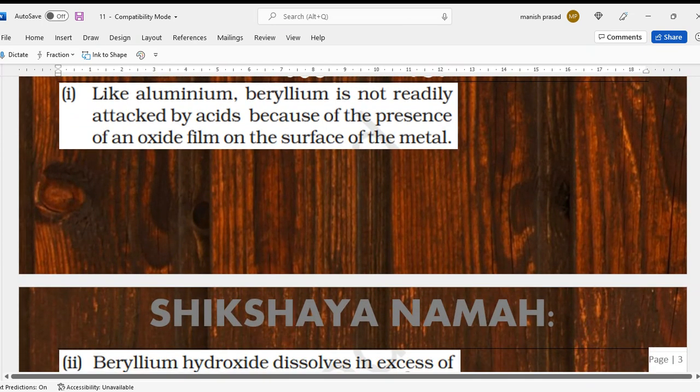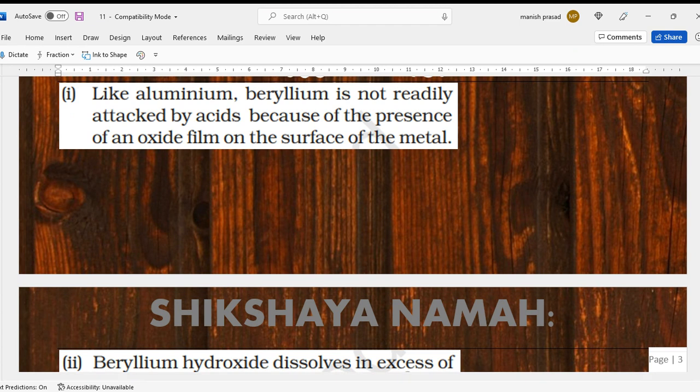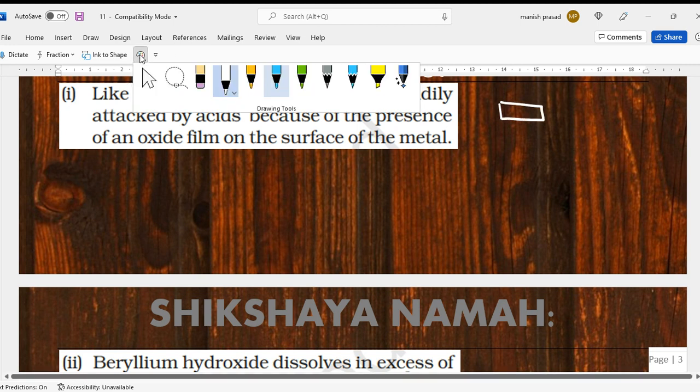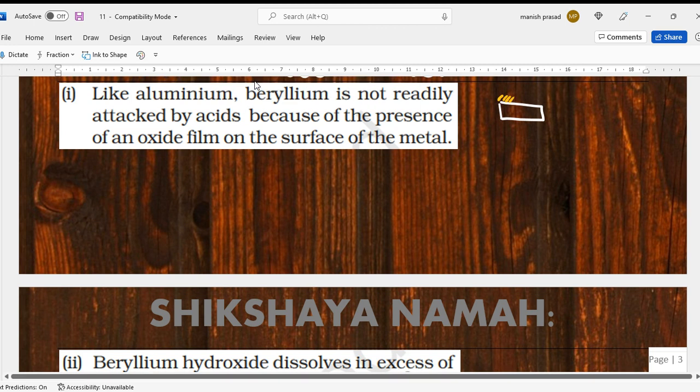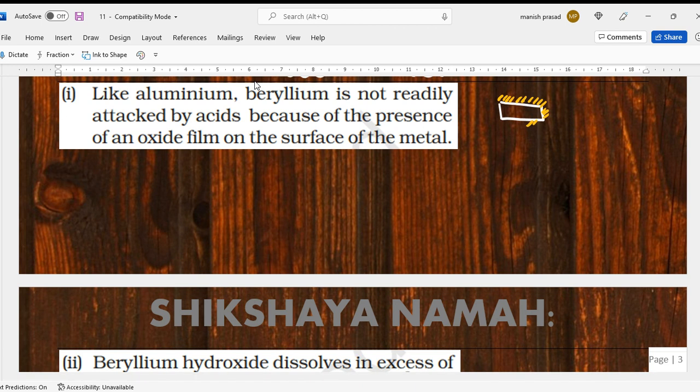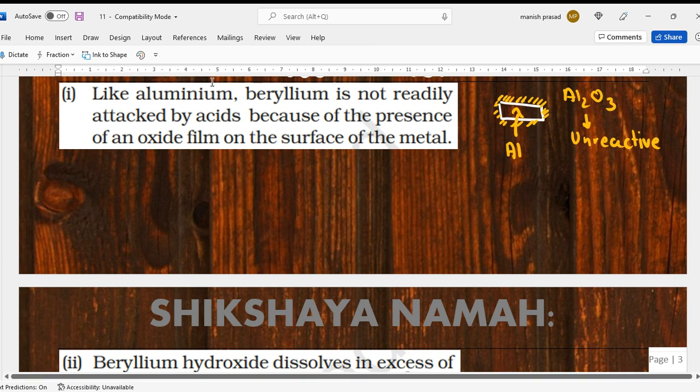Like aluminium, beryllium is not readily attacked by acids because of the presence of an oxide film on the surface of the metal. Perfect. Now in class 10, in the first chapter, when we were doing corrosion, we had studied that corrosion is not always harmful. In elements like aluminium, corrosion is helpful. When a layer of aluminium oxide is formed, this layer is highly unreactive, so it protects the inner layer of aluminium and does not allow it to be corroded. Since beryllium and aluminium show a diagonal relationship, the same thing happens with beryllium, which also forms an unreactive layer of beryllium oxide.